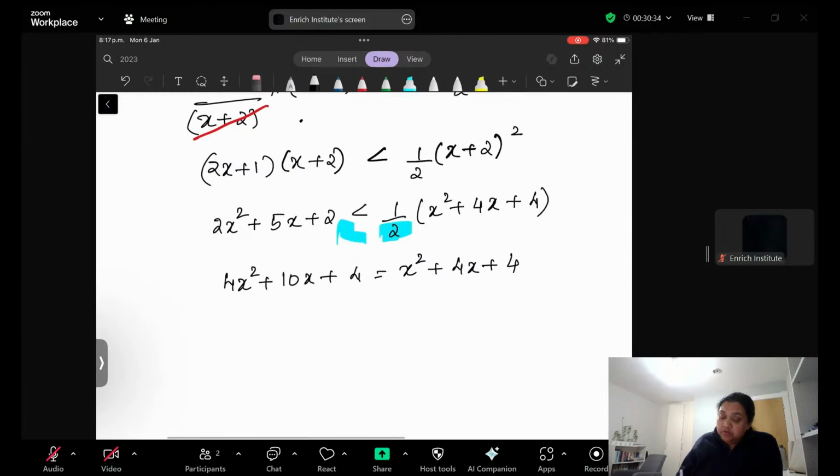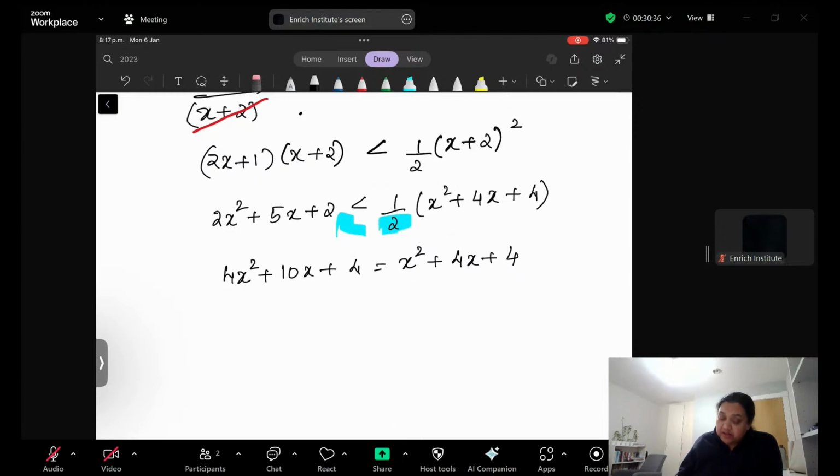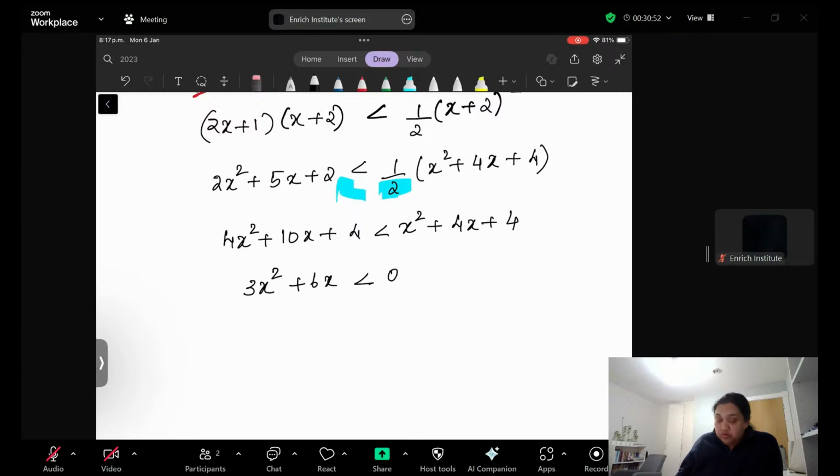Now you simplify this, bring everything to the left hand side, and that will be 3x square plus 6x is equal to 0. No, not equal to, I'm very sorry, we are working with inequality, so it should be less than 0 because 4 gets cancelled. Then you can divide everything by 3, and that will be x square plus 2x less than 0. I don't need to factorize it now. Let me just not factorize.